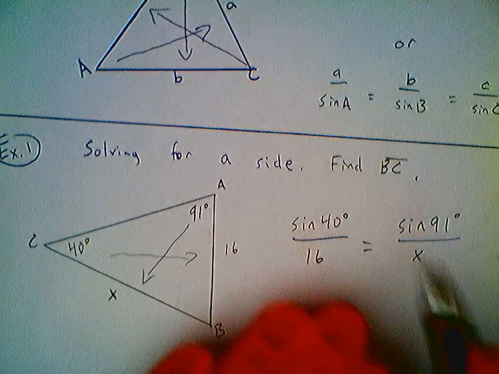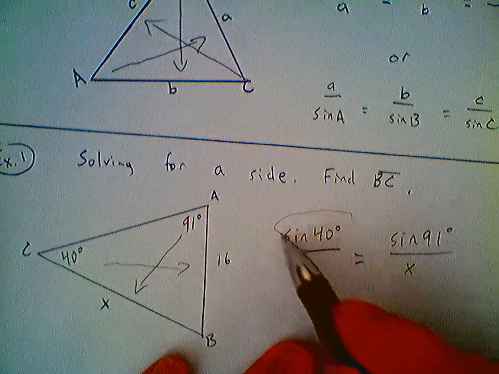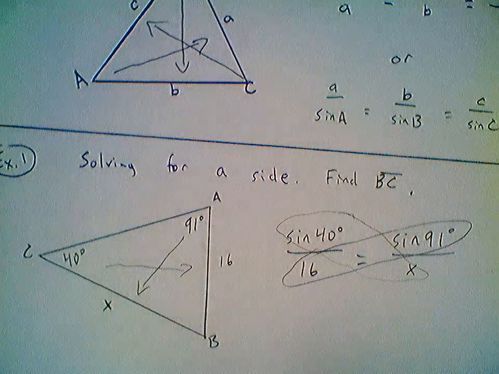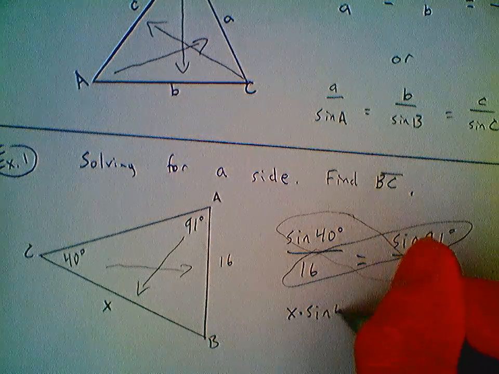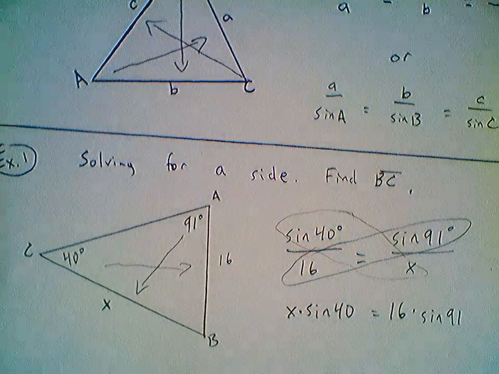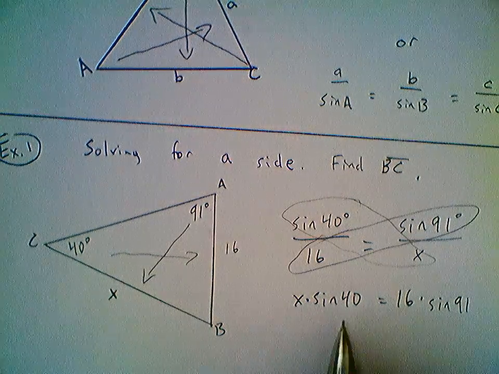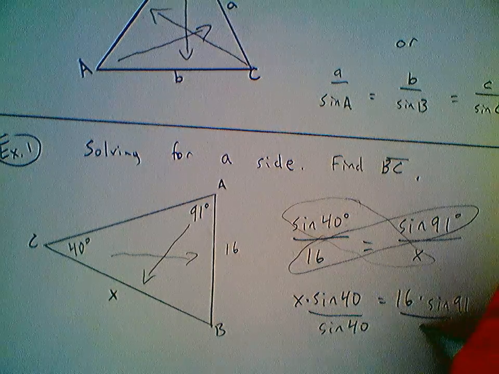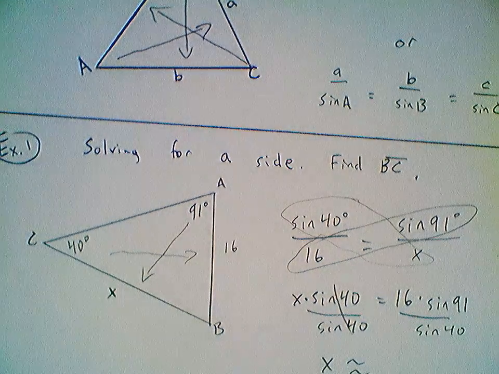A couple ways we can look at this. I think maybe the easiest for this setup is to look at it like you're cross multiplying. So we're going to do sine of 40 times X equals 16 times sine of 91. Again, I'm just trying to figure out what X is here. So X times a number equals something. Finish solving that by dividing by sine of 40. So let's see what X equals here.